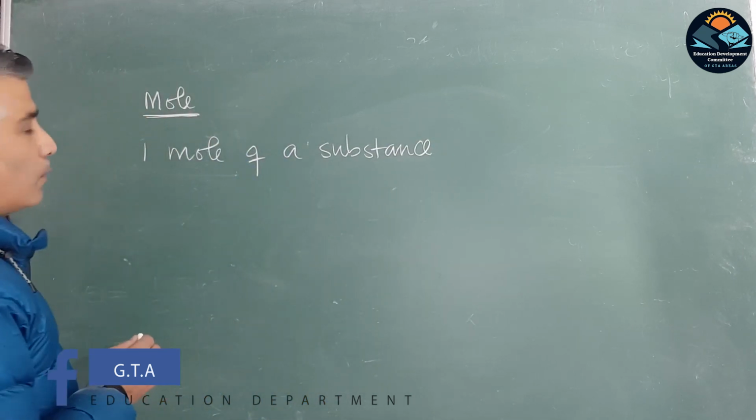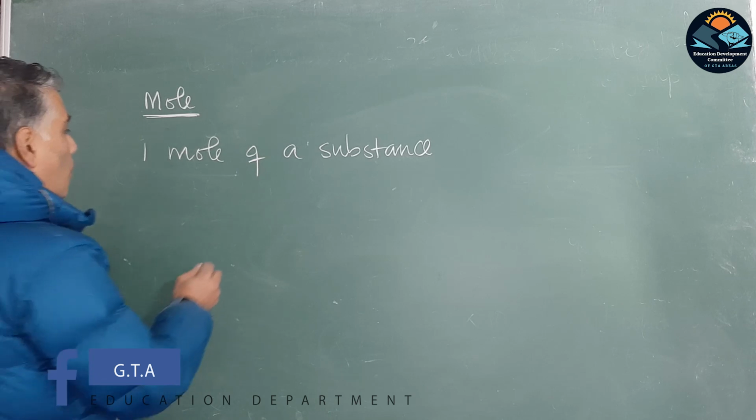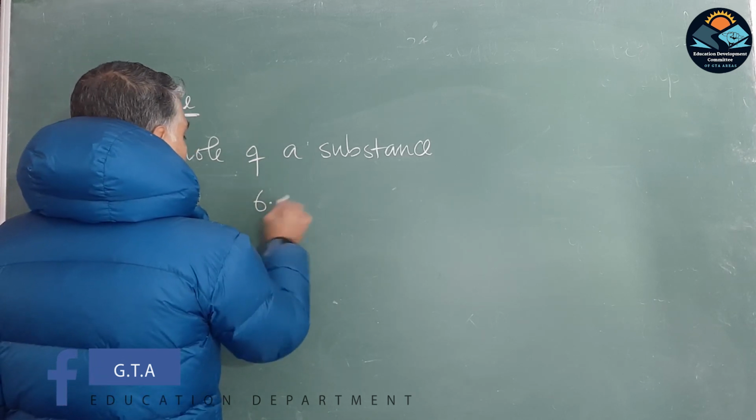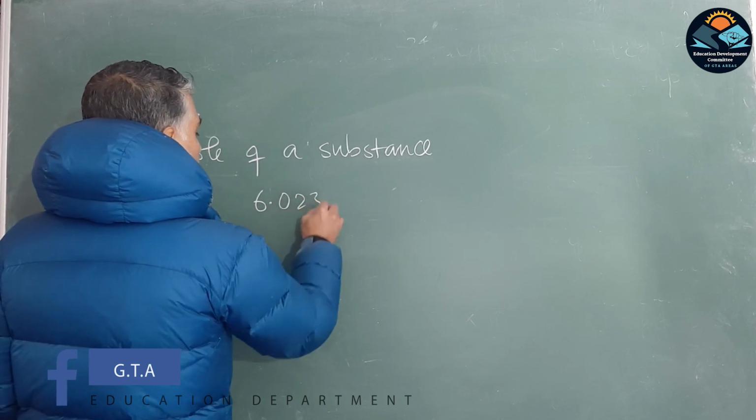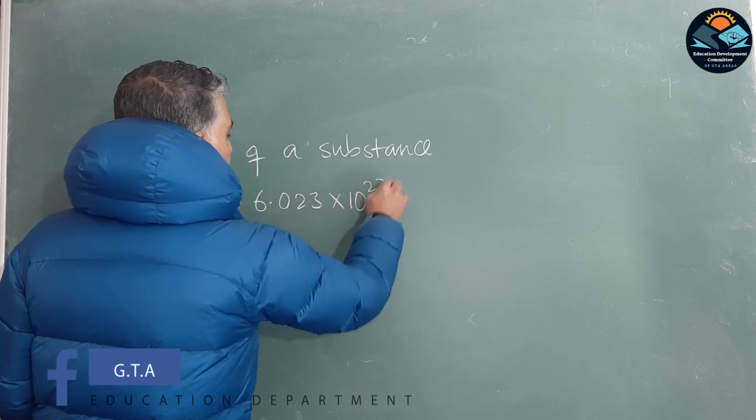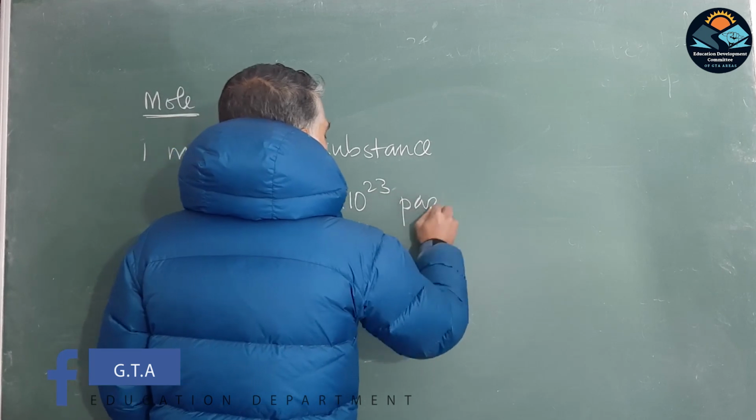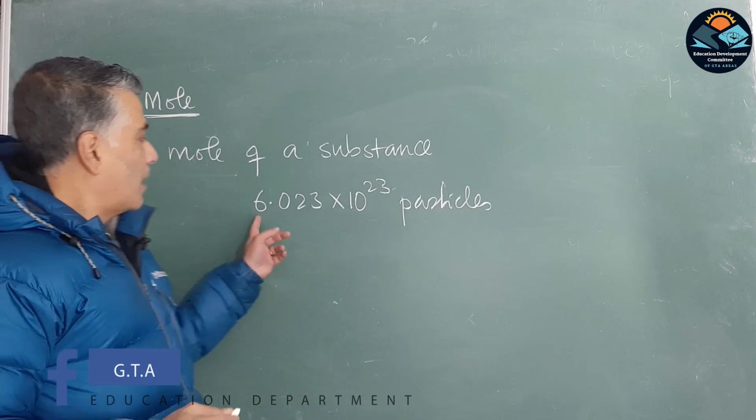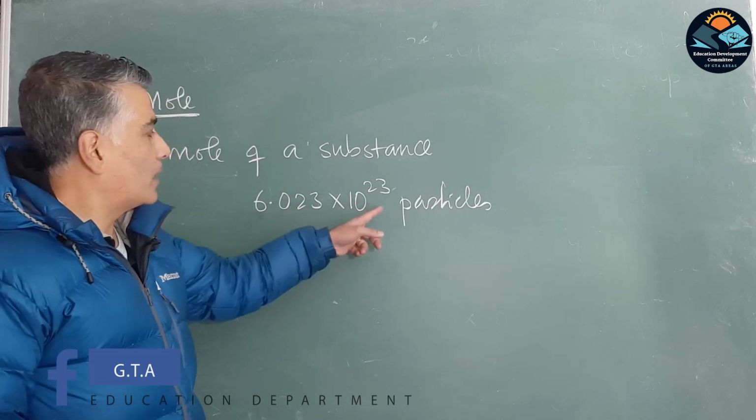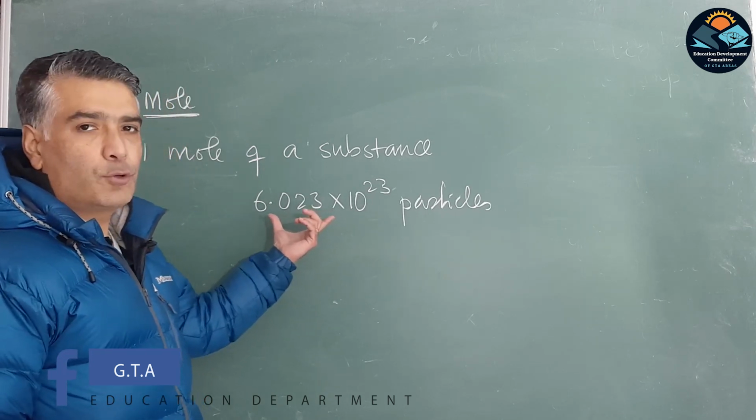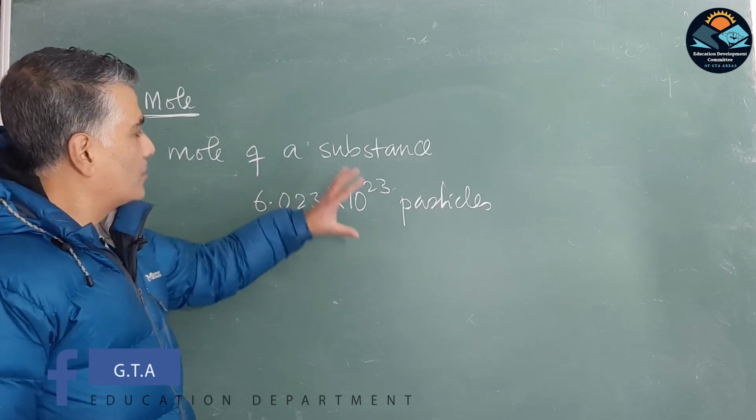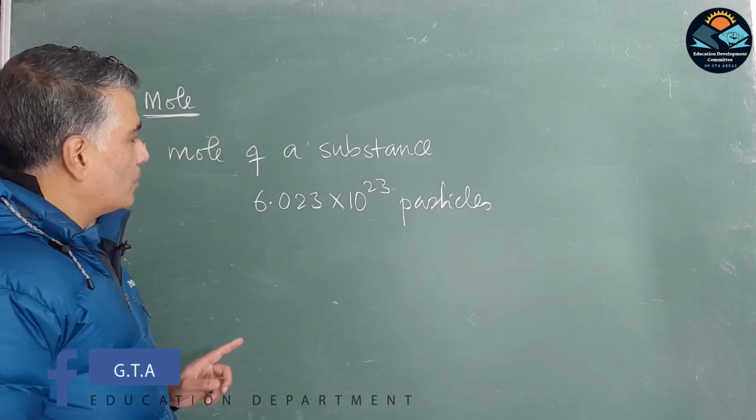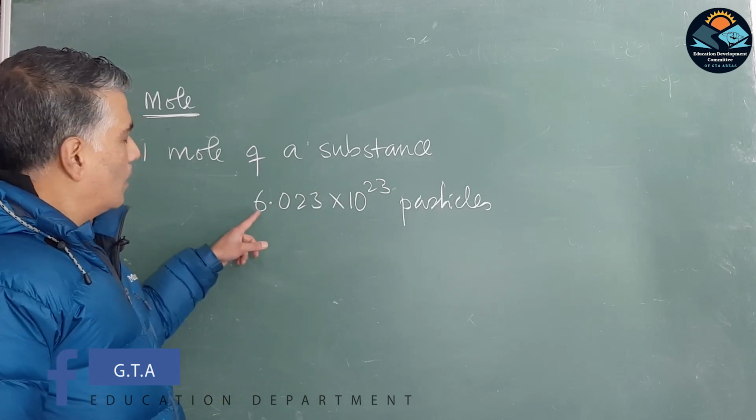Whenever we talk about 1 mole of anything, what we exactly mean is when we put 6.023 into 10 to the power 23 particles together. You know this number, 6.023 into 10 to the power 23. This number is called Avogadro's number, and it's a very large number because it has got 10 to the power 23, which is much larger than billion and trillions.